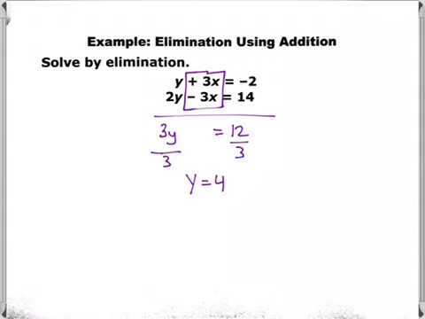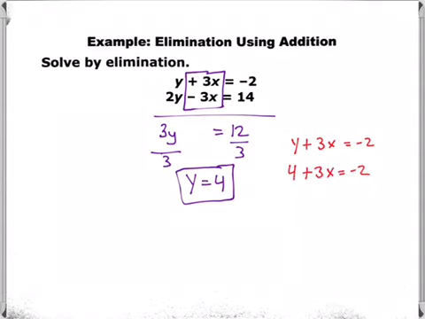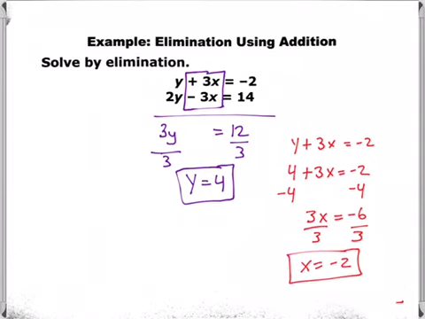Now that we know what y equals, we're going to plug it back into one of the equations to solve for x. So in this case, I'm going to plug it back into the first equation. So I've got y plus 3x equals negative 2. So I replace y with what it is. So 4 plus 3x equals negative 2. I subtract 4 from both sides. And I've got 3x equals negative 6. I'll divide by 3. And I get x to equal negative 2. So that means my ordered pair solution here is negative 2, 4.